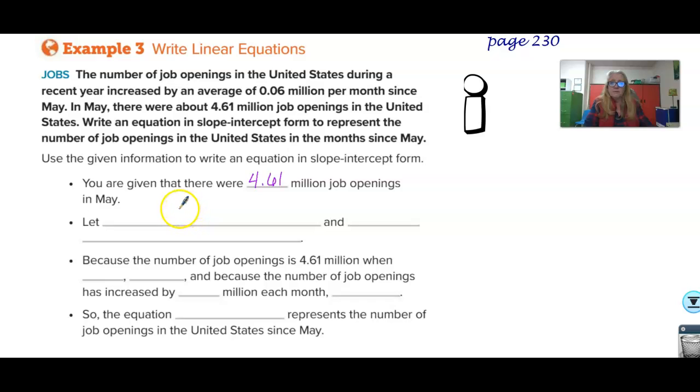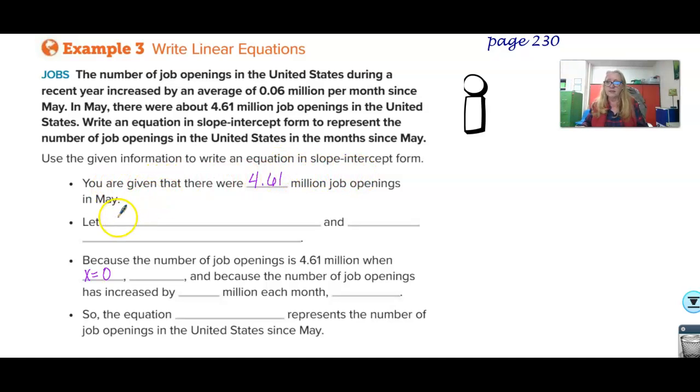All right, I don't have my answer key, so I'm not sure what they would put here. Let's come back to that. Because the number of job openings is 4.6 million when X is 0, when time is 0. Oh, let me get the book. Okay, I have the answer key. Could they make this any more complicated? All right, so 4.61 million job openings in May is right.